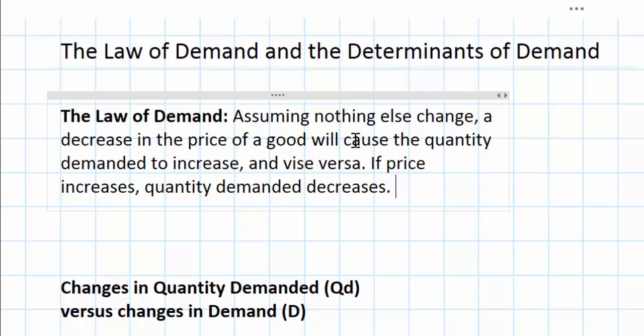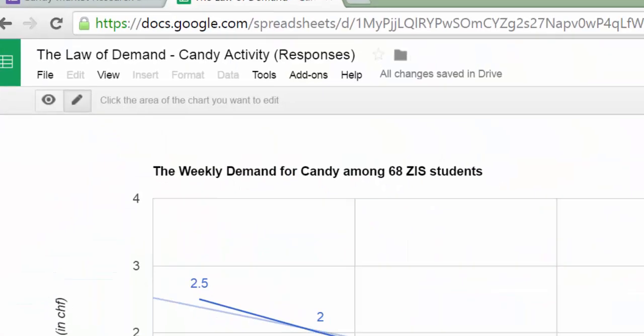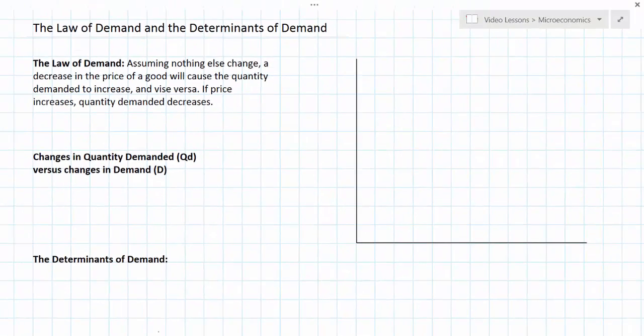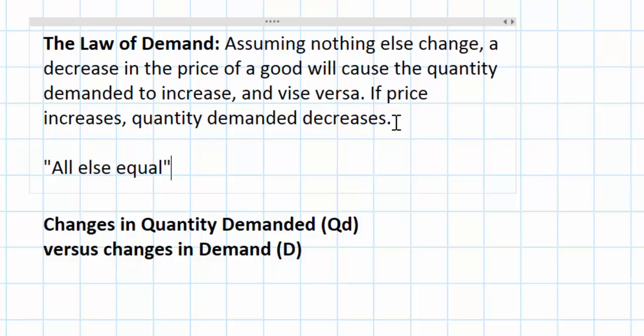The relationship demonstrated among my own students in their demand for candy demonstrates this inverse relationship very clearly. At higher prices, my students demand lower quantities of candy. At lower prices, they demand higher quantities of candy. Let's go back to our definition of the law of demand, and we need to highlight some very important parts of this definition. When I say all else equal, there's actually a Latin expression that economists like to use for this, and that is ceteris paribus.